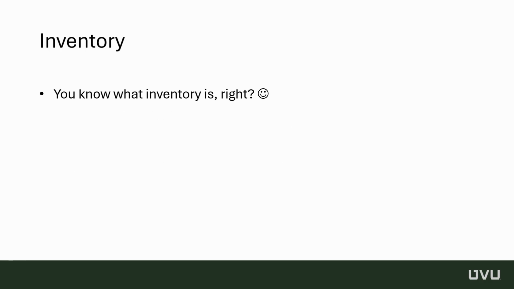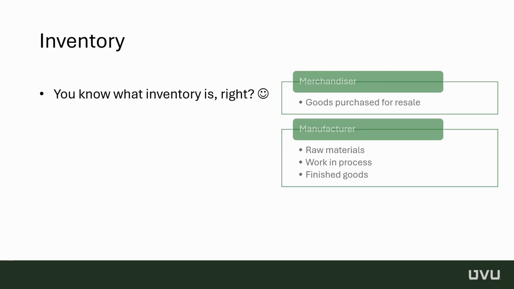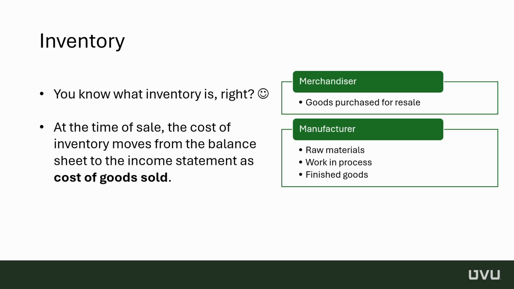Now, inventory. You know what inventory is, right? We're talking about the goods that a company holds for sale to customers. For merchandisers, these are the products that they have purchased from another company and they now hold for resale. For manufacturers, this would collectively include the raw materials, the work in process, and all those things that eventually become those finished goods.